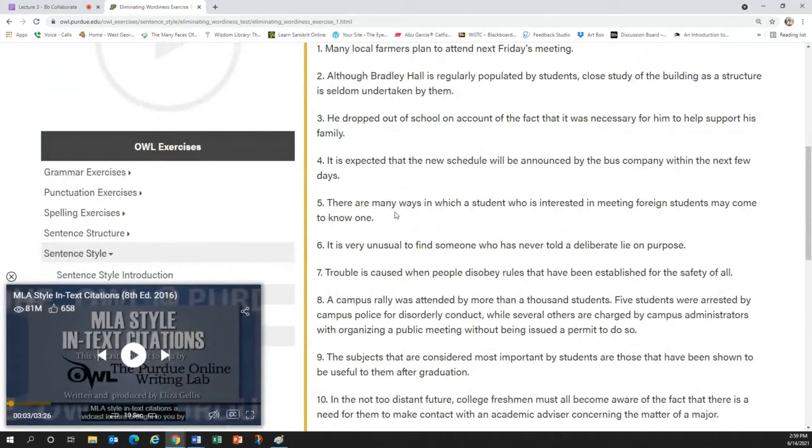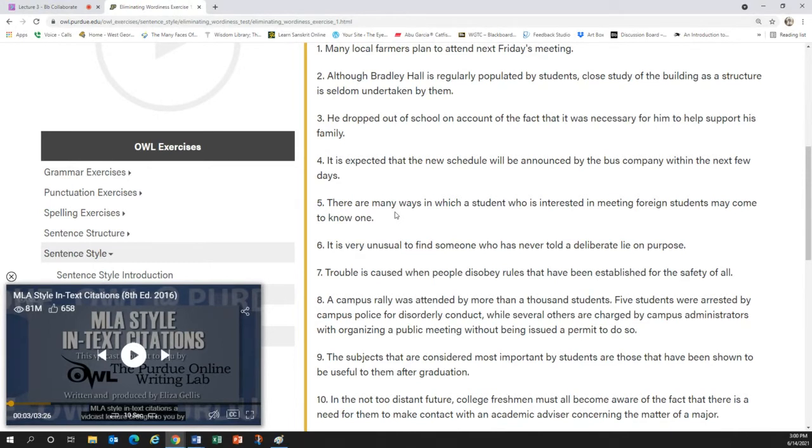Here's number 4. It is expected that the new schedule will be announced by the bus company within the next few days. The bus company will announce the new schedule in the next few days. To me, you're making it much shorter.